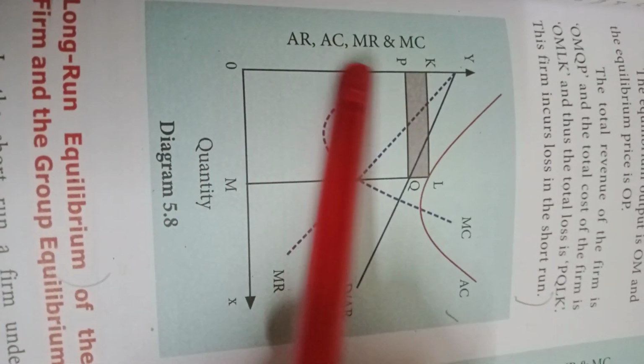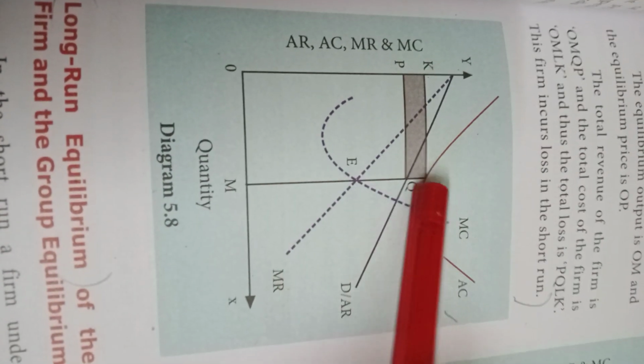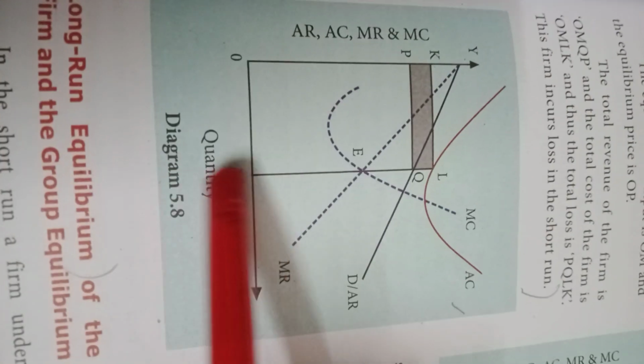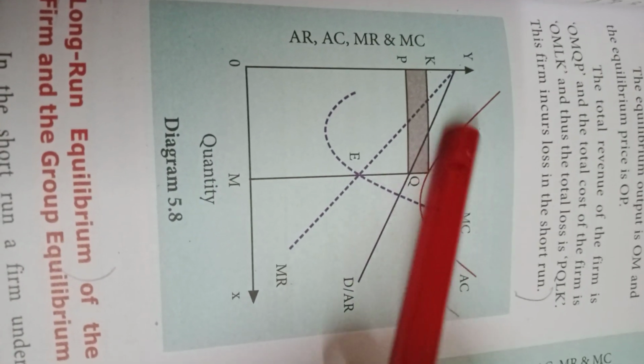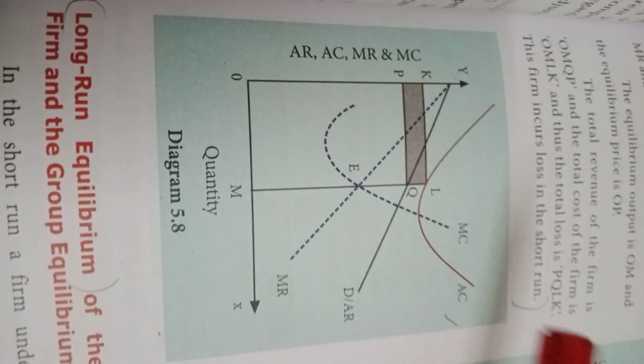Now, the total cost is nothing but OM into ML. This is the cost line. Into ML, you will get the bigger rectangle, that is OMLK. You will get this rectangle.